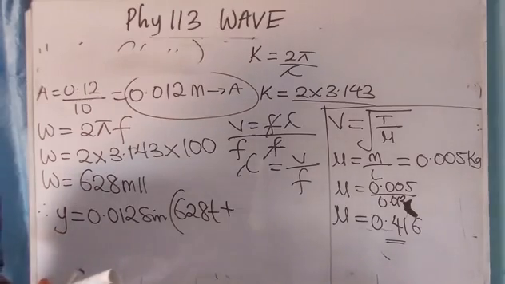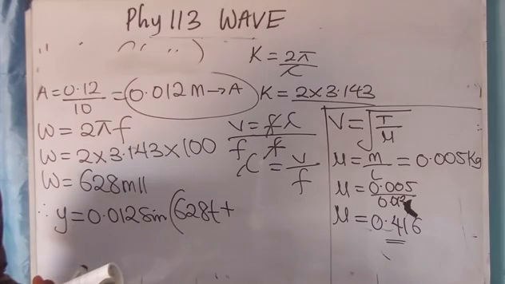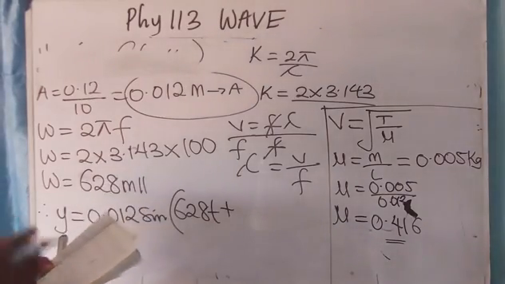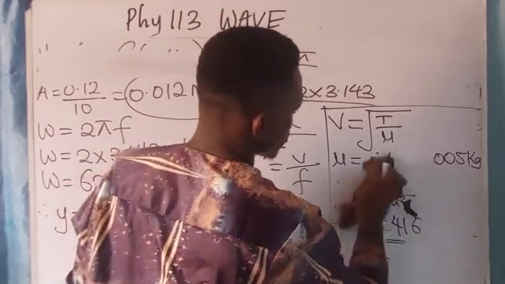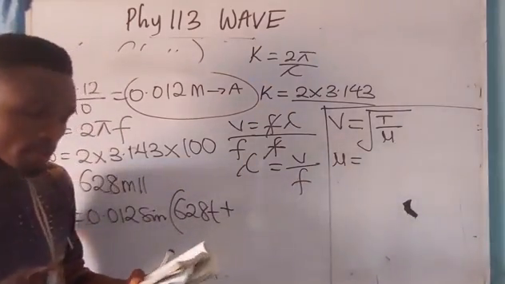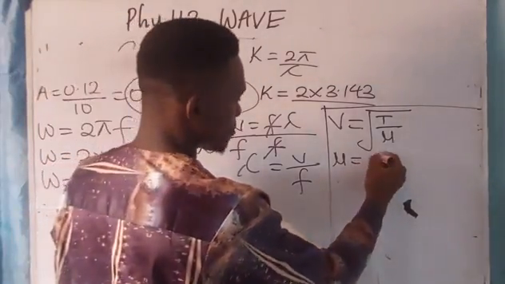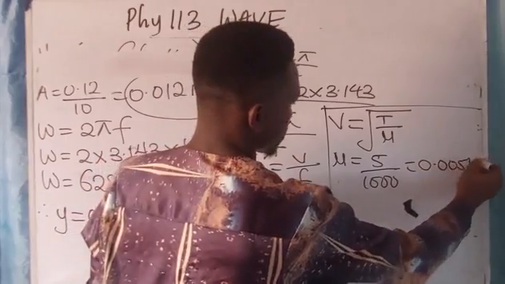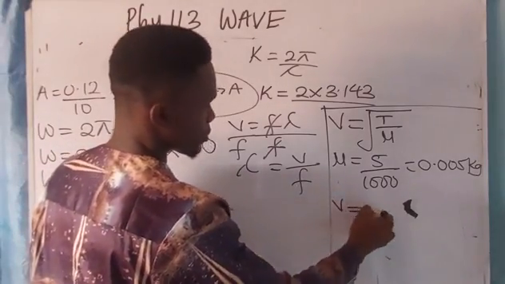So let me read the question again. A stretched string has a mass per unit length. Per unit length, which means we've been stressing ourselves. Look at what I've just noticed now. They gave us per unit length, which means U was given directly from the question, just that it was given in gram. So we convert to kilogram: 5 divided by 1000 gives 0.005 kilogram.